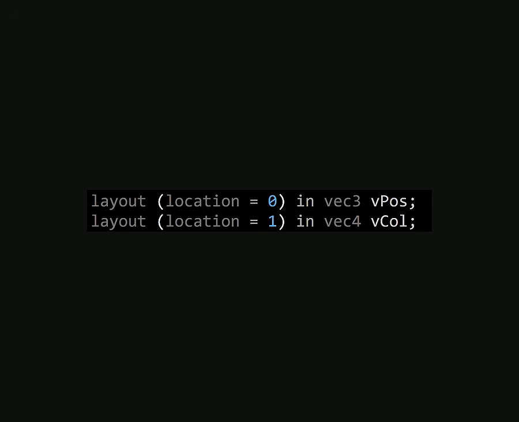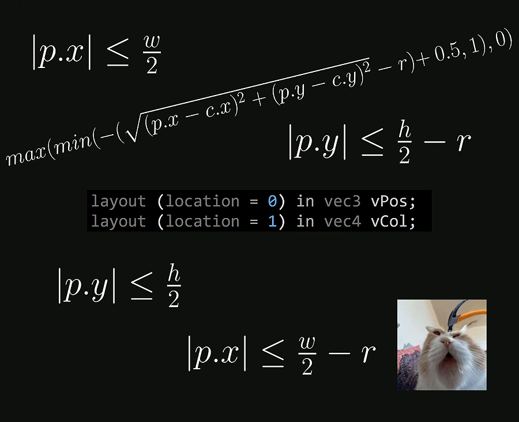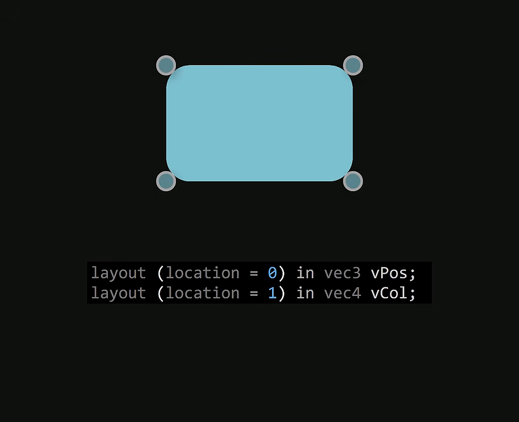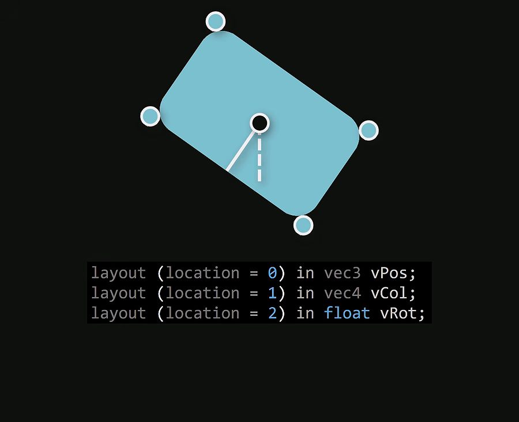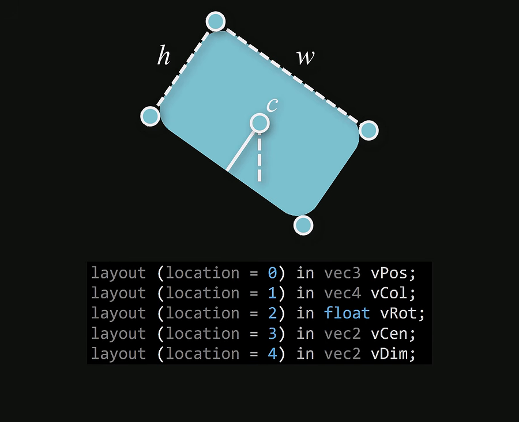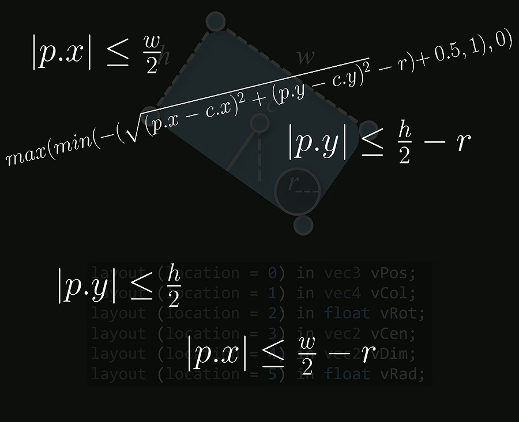First of all, I needed to define the vertex data for a rounded rectangle, which is actually quite a lot given how much is needed to calculate the rounded rectangles as boundaries. Obviously, I need the position and color of the vertex, but I also need the rotation of the rounded rectangle, the center of the rectangle, the dimensions of the rectangle, and the radius of the corner circles, since that's all the stuff I need for my formulas.